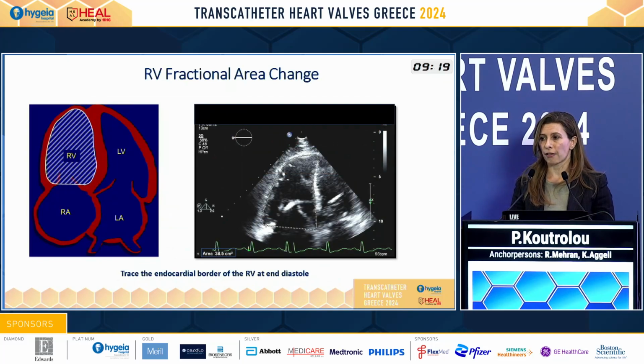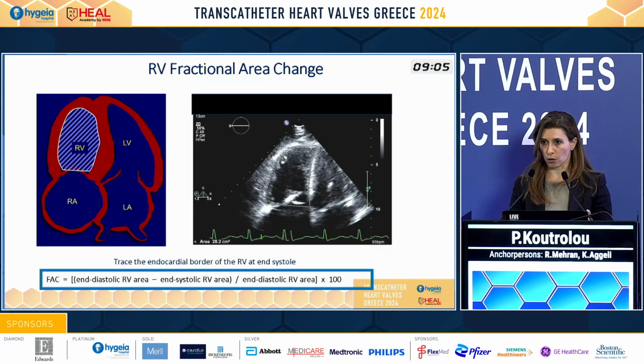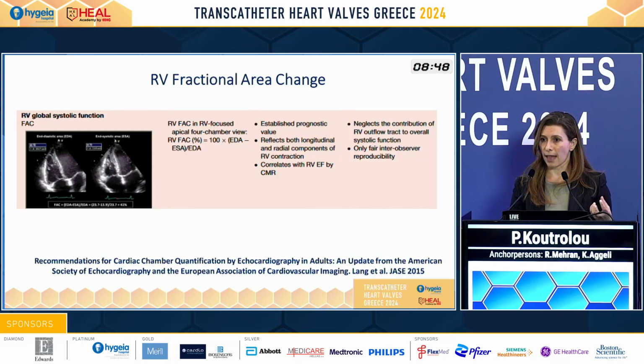Going forward, another measurement that we do when we want to assess the function of the RV is the RV fractional area change. Here we measure the RV area during end diastole as well as end systole. So the area in diastole minus the area in systole divided by the area in diastole, multiplied by 100, gives us the fractional area change, where when it is more than 35%, then we say that this patient has a normal RV function.